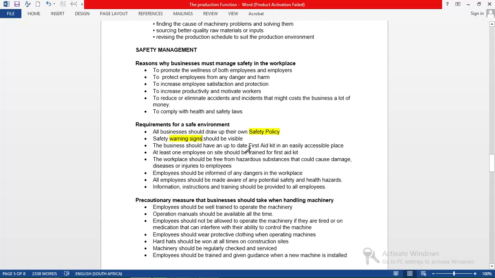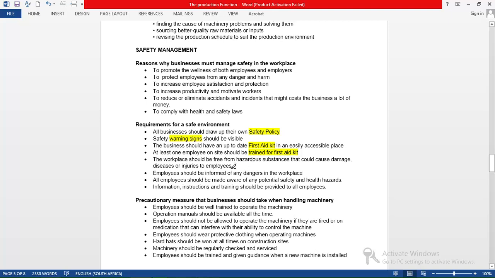Also, another requirement is the first aid kit should always be there on the site where employees are working, and it should be easily accessible, meaning that whenever a danger happens, that kit should be easily retrieved and used so that they can assist any employees who get injured, right? Another requirement for a safe environment is there should be a person who is trained for first aid on every site where the employees are working. They cannot go and work and there's nobody who knows how to use the first aid kit, right?